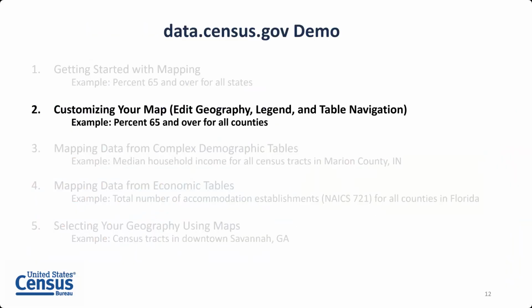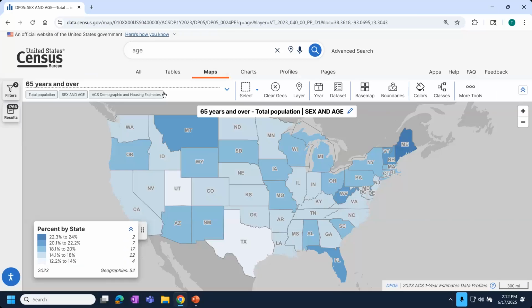So let's talk about how we can build on this, customize the map, change our geography, and then show you all the fun stuff you can do visually to make the map to your suiting. So let's change the percent 65 from all states to all counties, and then show you those nice options at the top of the map. We're going to be working our way through ultimately all of these buttons throughout the webinar today.